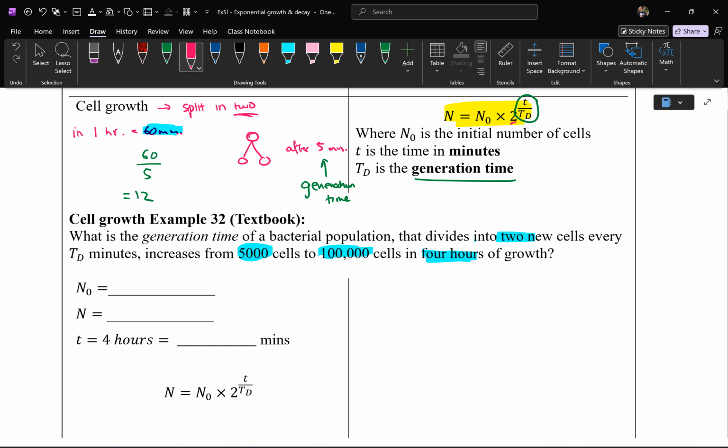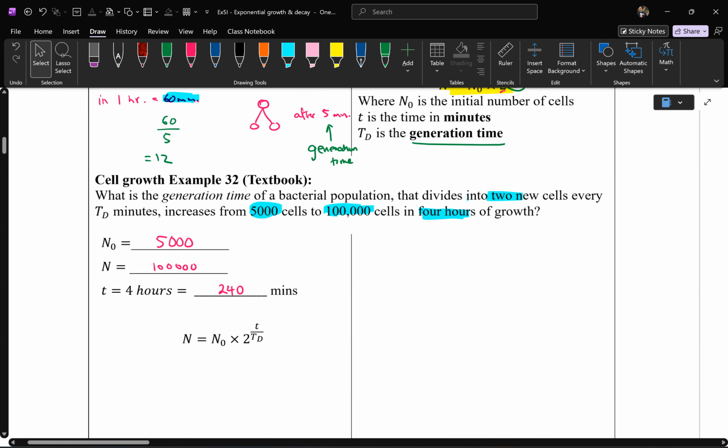So if I write it down, you started off with 5,000, you end up with 100,000, and it took you 4 hours. But remember, generation time usually is in minutes. That's at least the way the textbook writes it. So we need to convert the 4 hours into minutes, just like how I converted 1 hour into 60 minutes. So 4 hours into minutes, times that by 60, that's 240 minutes.